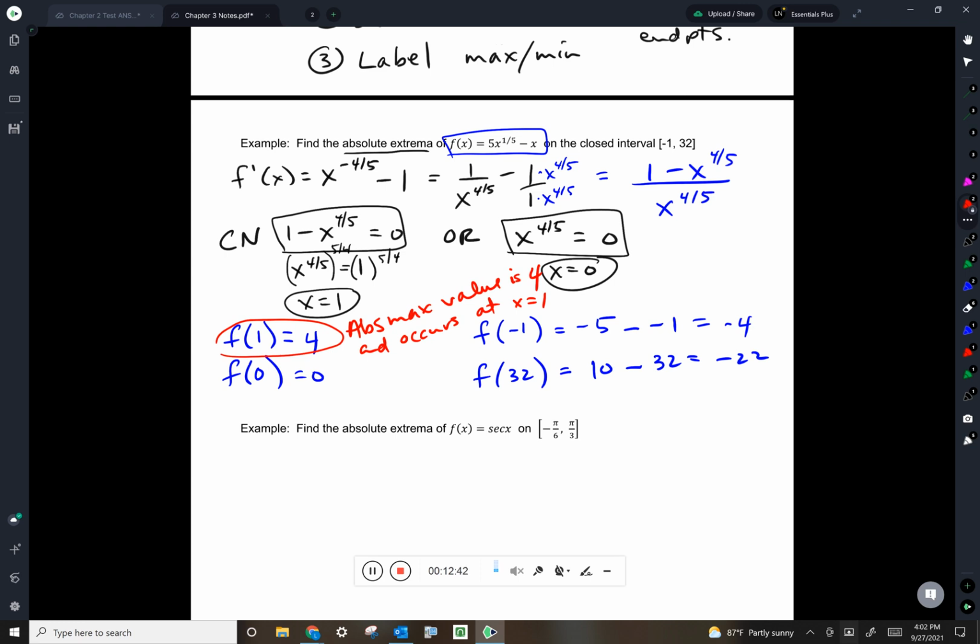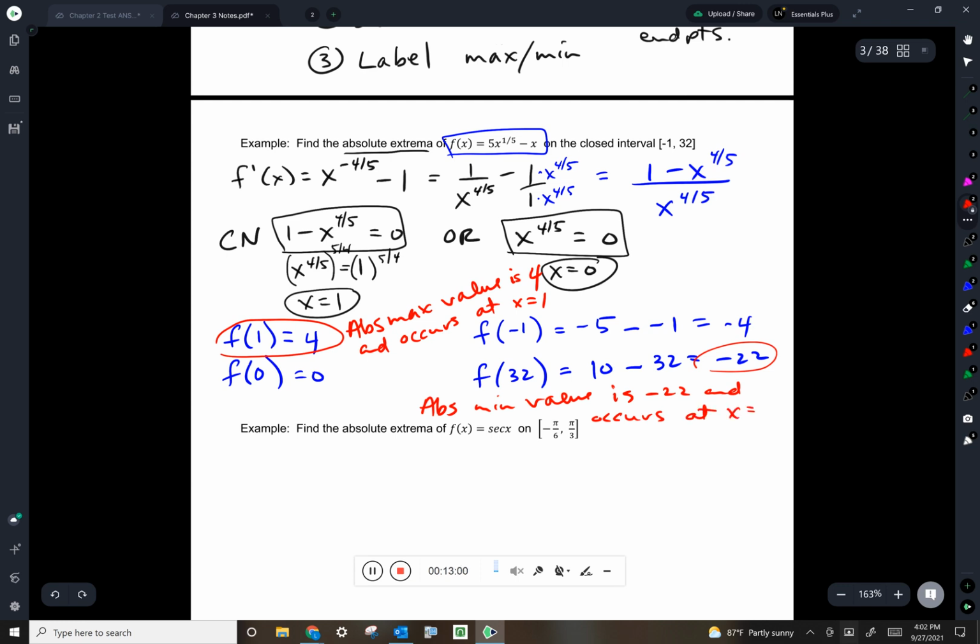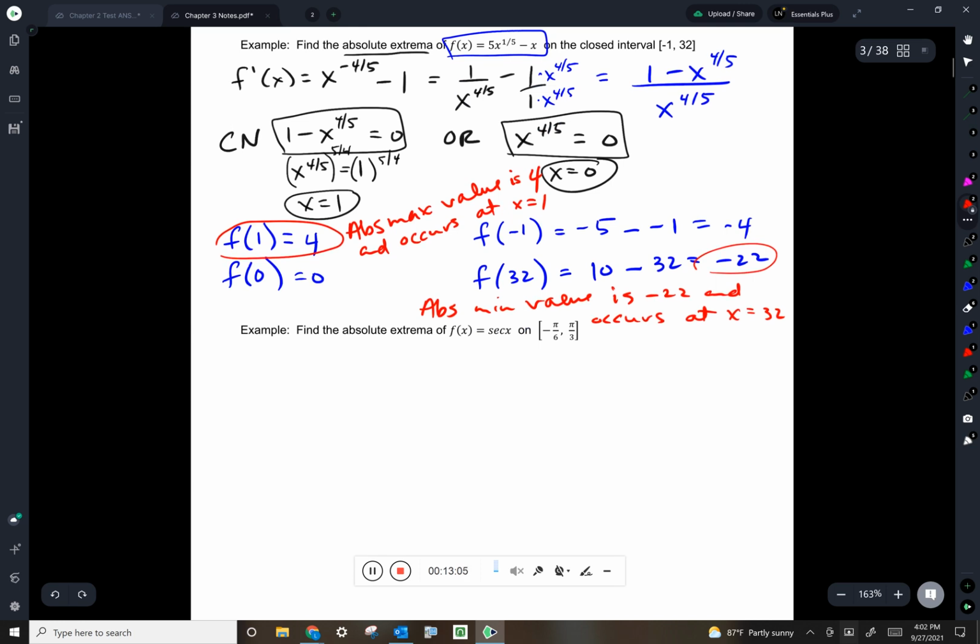Now, what's the lowest y value? Well, wouldn't the lowest y value be right here at -22? So we could say the absolute min value is -22, and it occurs at x equals 32. So I've found the absolute max and the absolute min.